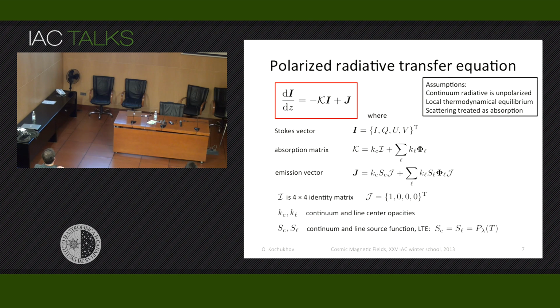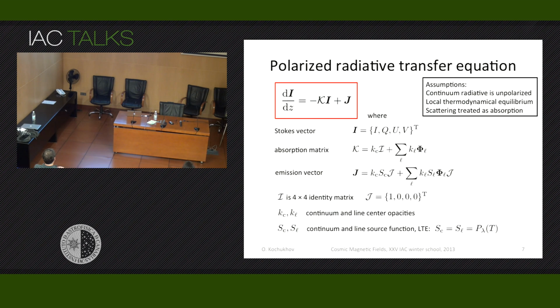And then we have the emission vector J, which looks like this. So it has the contribution of the source function in the continuum and the source function in the lines. And then there are these 2 matrices. I is the 4x4 identity matrix, so a matrix with 1s on the diagonal and 0s elsewhere. And then J is this kind of vector. K_C and K_L are continuum and line center opacities, and these are source functions for the line and continuum.